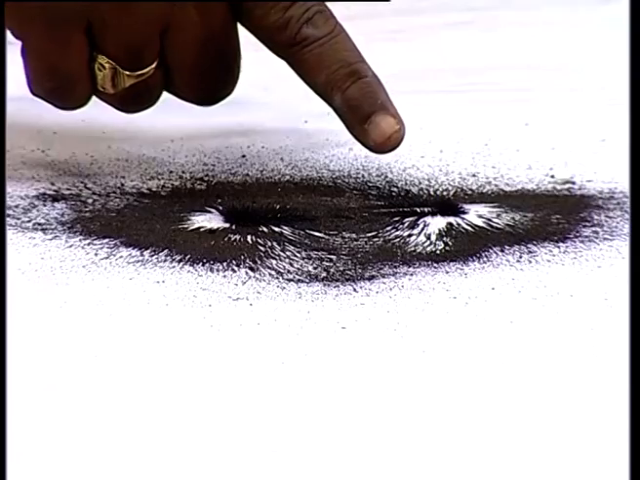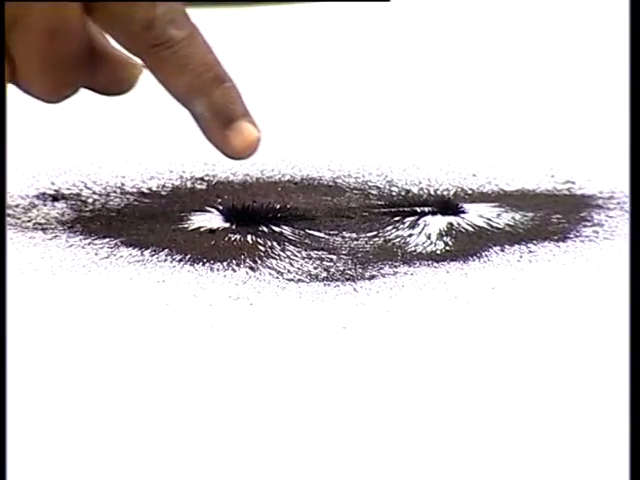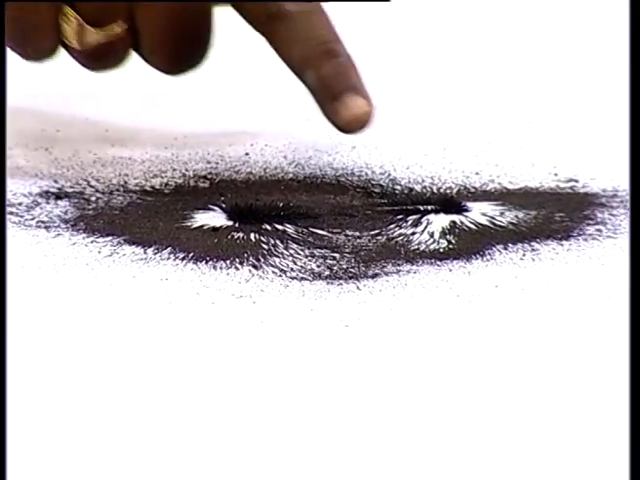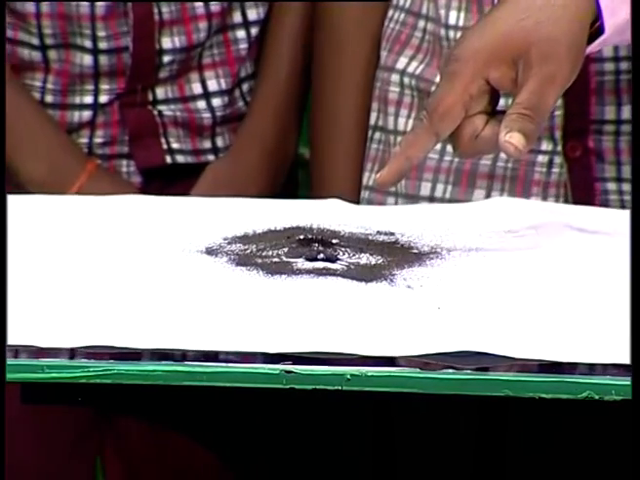Have you observed any field lines? Yes, sir. You can see the field lines are going in this way. Okay. So there are so many field lines. Yes, sir. We can see. What are these? These are magnetic poles, south pole and north pole.